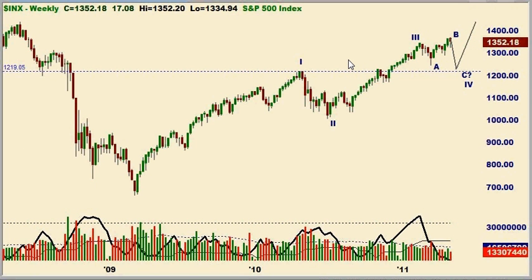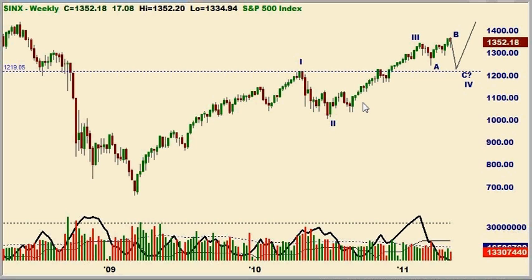Now, here is another count. One of the things that's starting to bother me about our primary counts here is that this correction is simply lasting too long. The assumption that I've had is that we had a 1 up, 2 down, and that this decline that we're working on now, including the moderate new high, was a correction of similar magnitude to the decline here.